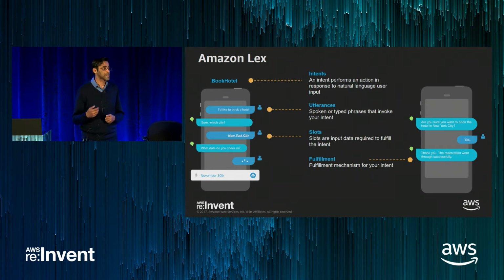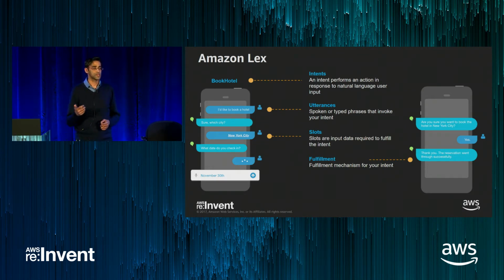Now, to express this intent, the user might say or type certain phrases. So they might say, I want to book a hotel, I want to make a hotel reservation, or I want to book a room. And these are what we call sample utterances. So we take these sample utterances from the developer and build a language model. And that's how the language model comes to be, based on the developer-defined utterances.